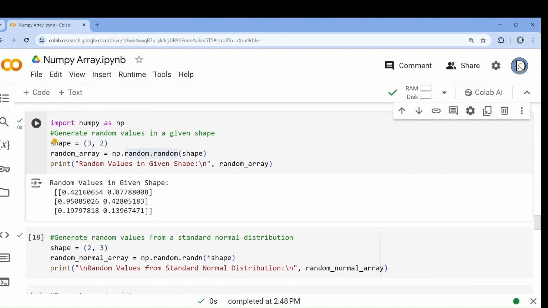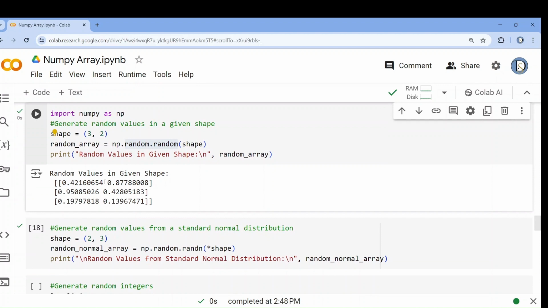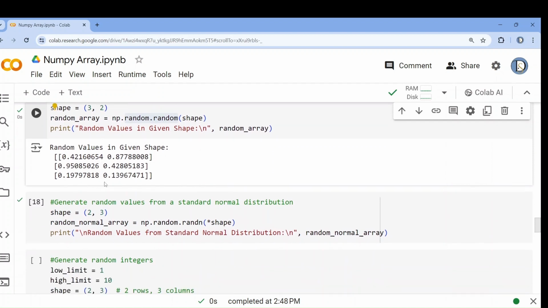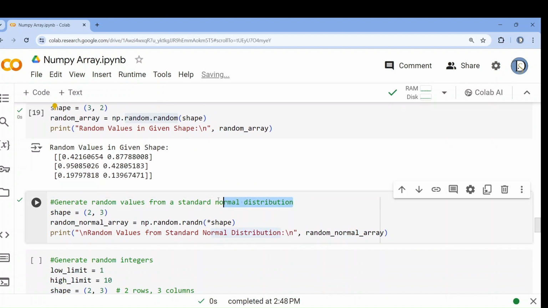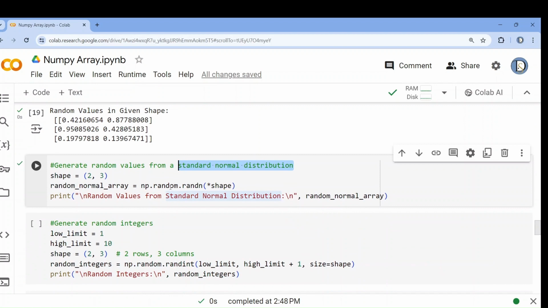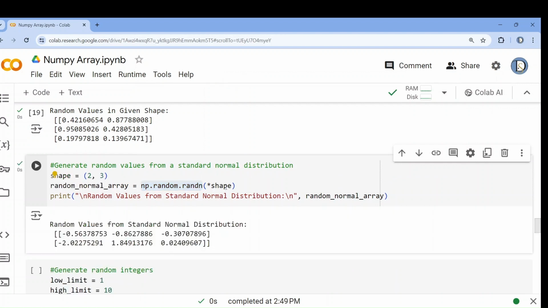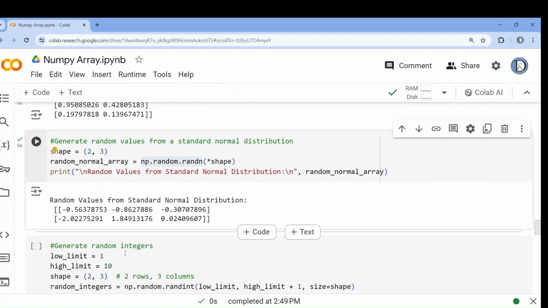But suppose I want these numbers to follow standard normal distribution. There are different types of distribution, but this distribution, the standard normal distribution, means that it must have mean value of 0 and standard deviation of 1. Now simple, same here, but the function is random.randn. Okay, now if I run this, then I will get some values which have mean 0 and standard deviation 1. That means these values are following standard normal distribution.